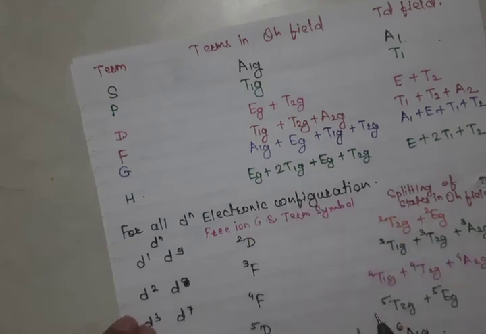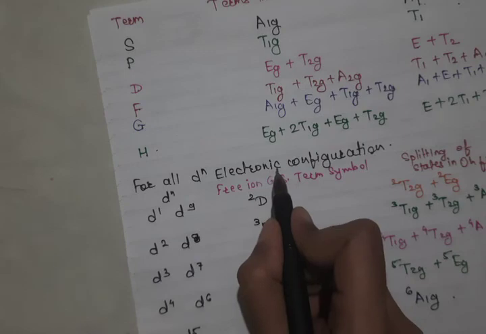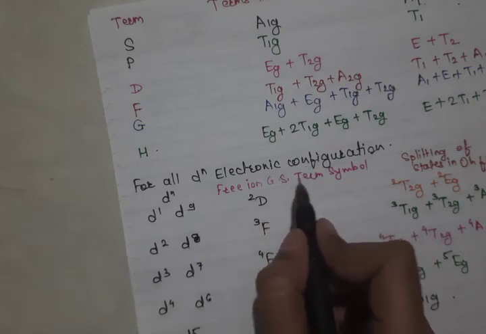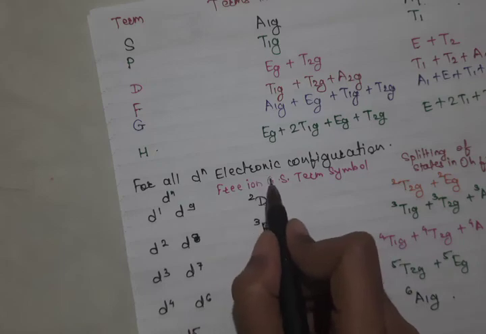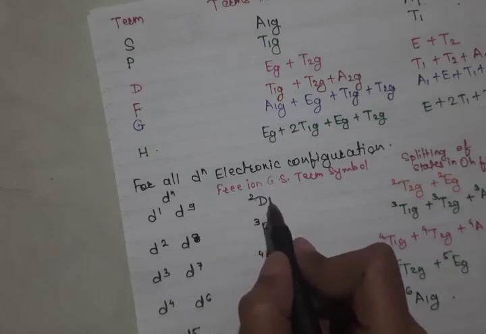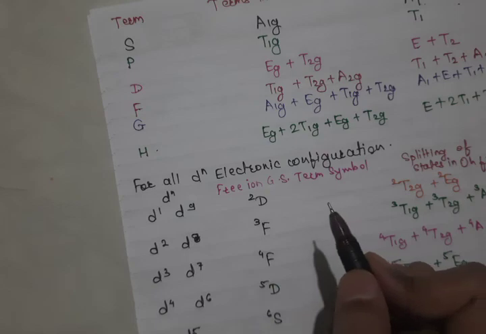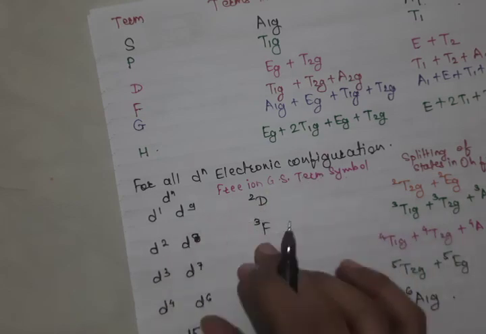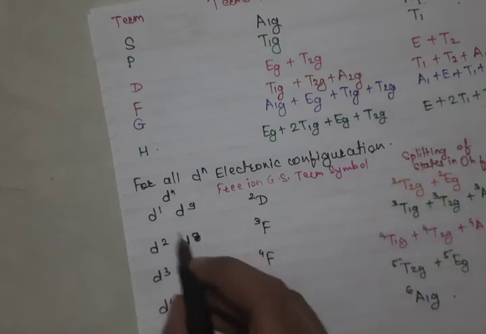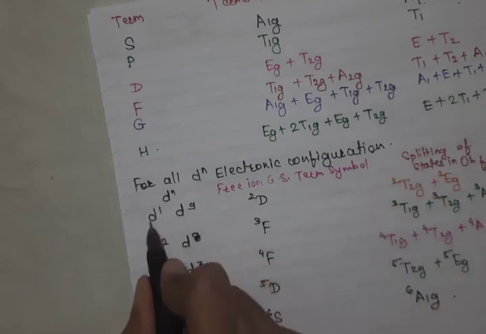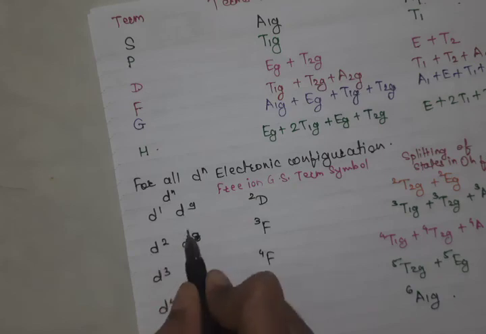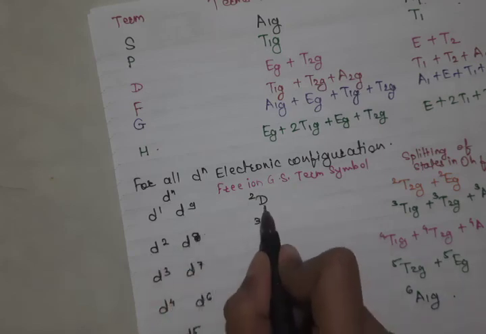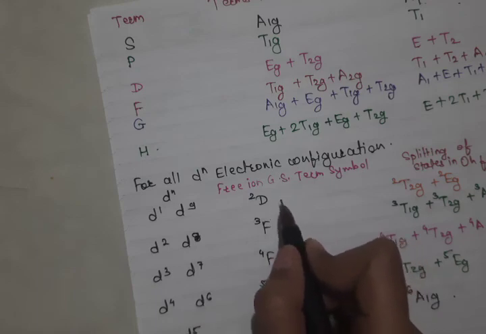Now the next point is, for all d raised to n, that is dn electronic configuration, we know how to find out the term symbol. This part is already covered in the previous class. So for d1 and d9 electronic configuration, the term is D2. I'll take one example for octahedral complex.